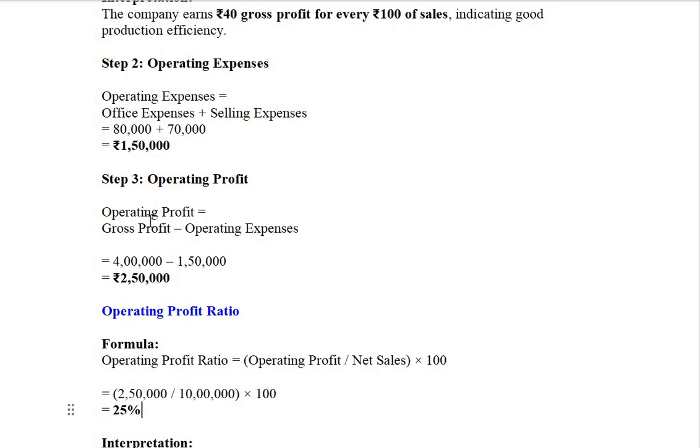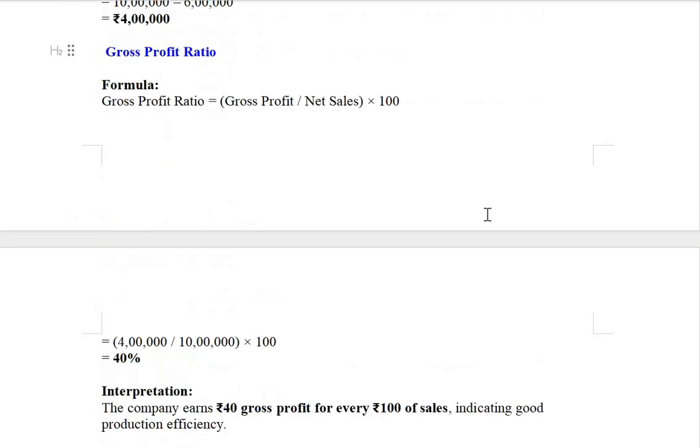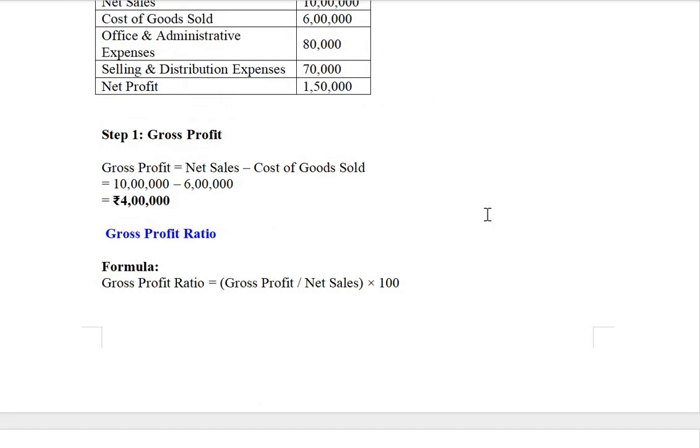We have to find out the operating profit: gross profit minus operating expenses. Gross profit we have already calculated as 4 lakh rupees in the previous formula. From that we have to subtract operating expenses. In this question two types of expenses are given: one is office and administrative expenses, another is selling and distribution expenses.